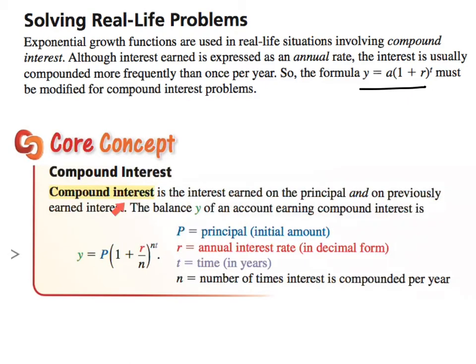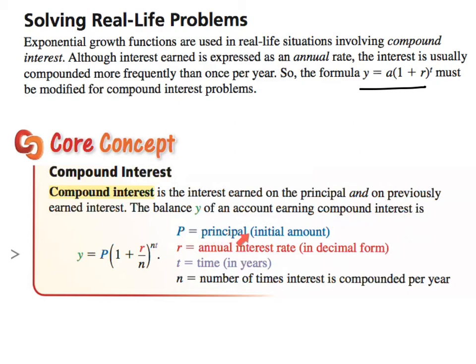Here's your formula. Compound interest is the interest earned on the principal and on previously earned interest. What that means is that if you have a credit card and you do not pay your bill monthly, you are not only paying the interest on what you bought, but also the interest on the interest from the month before. The balance, which is what you need to pay, is your Y, of an account earning compound interest.